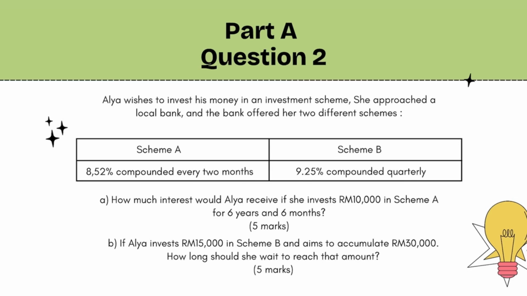I will explain part A, question 2. There are 2 questions that we need to solve. Please read and understand the question. For question A, we need to know how much interest Alia will receive. For question B, we need to find how long it takes for Alia's amount to reach 30,000.